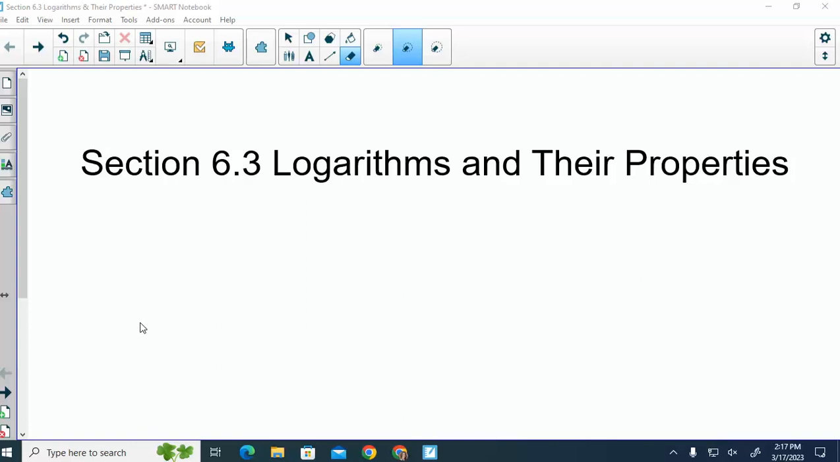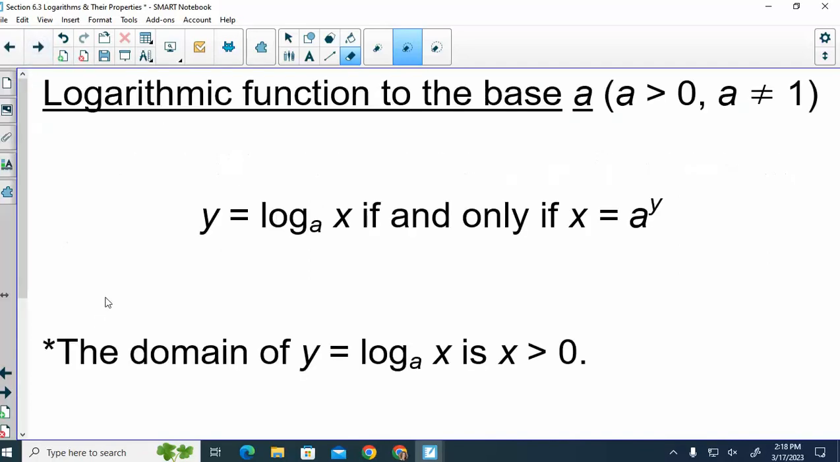A logarithm is very closely related to the exponential. Just like with exponentials, we had to have a base, a positive base that wasn't 1 itself. And the logarithm y equals log base a of x means the same thing as x equals a to the y power.